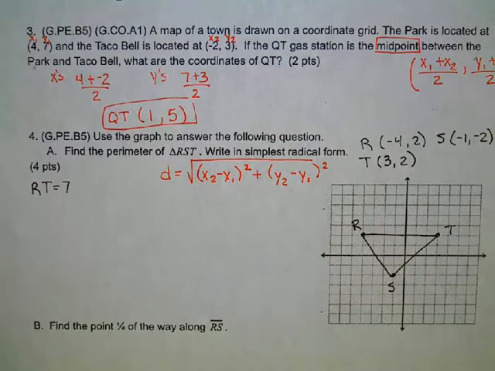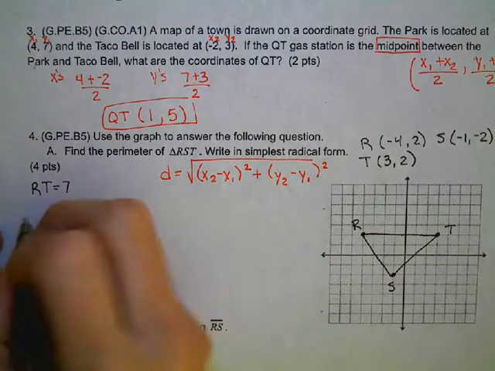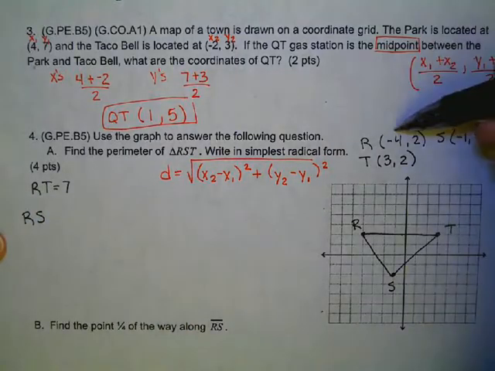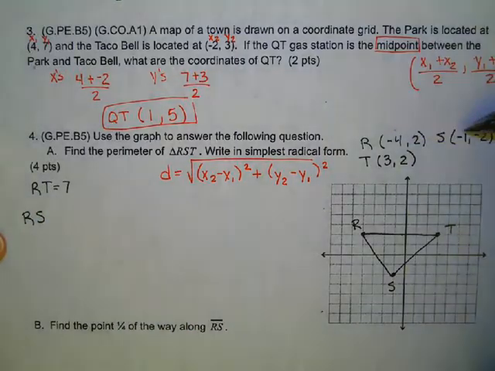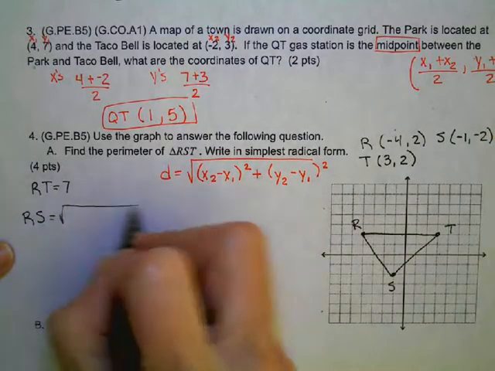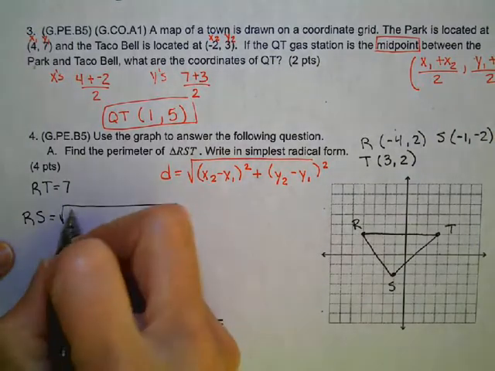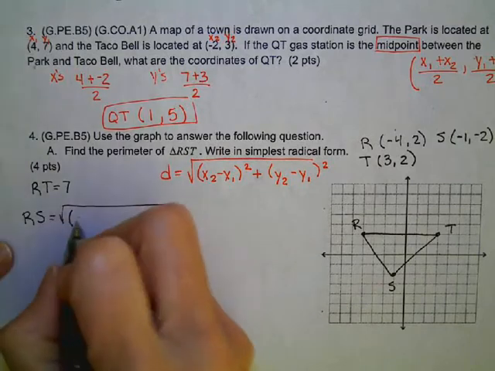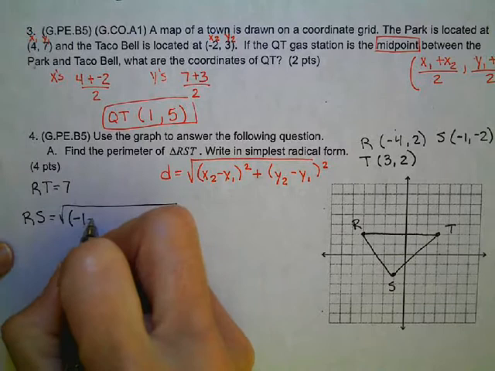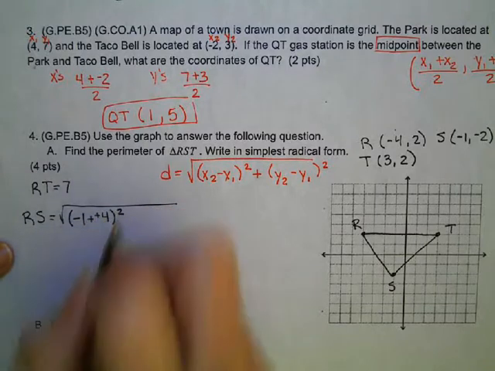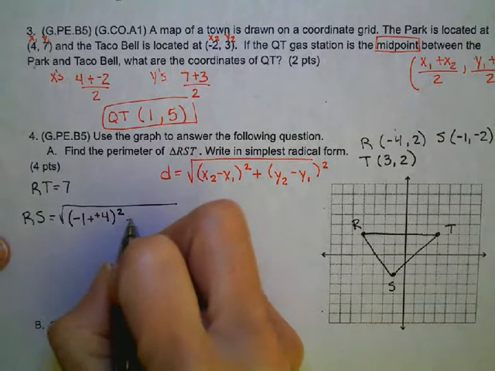So x2 minus x1. Let's say I want to do the point RS. Then I would just let my R be my x1 and my y1, and my S be the x2 and the y2. So let's plug this in for the distance formula. So negative 1 minus negative 4. Anytime I do minus a negative, I go ahead and cross the line, change the sign, and make that a plus sign.